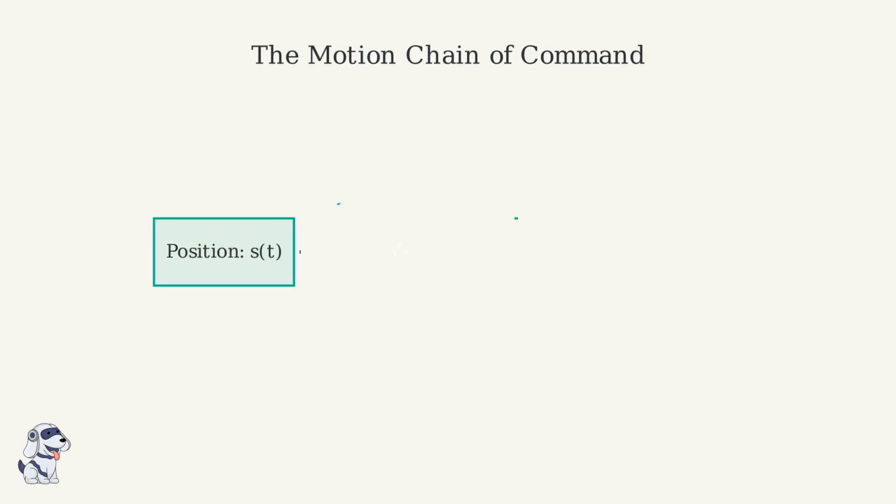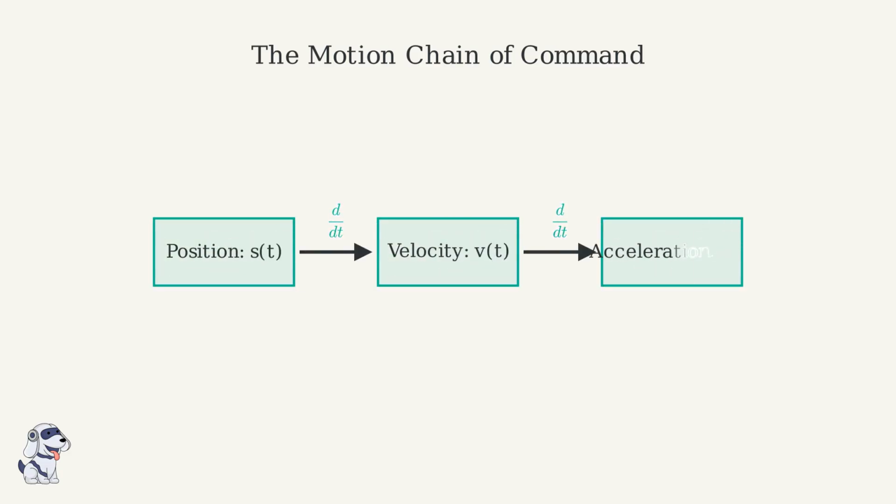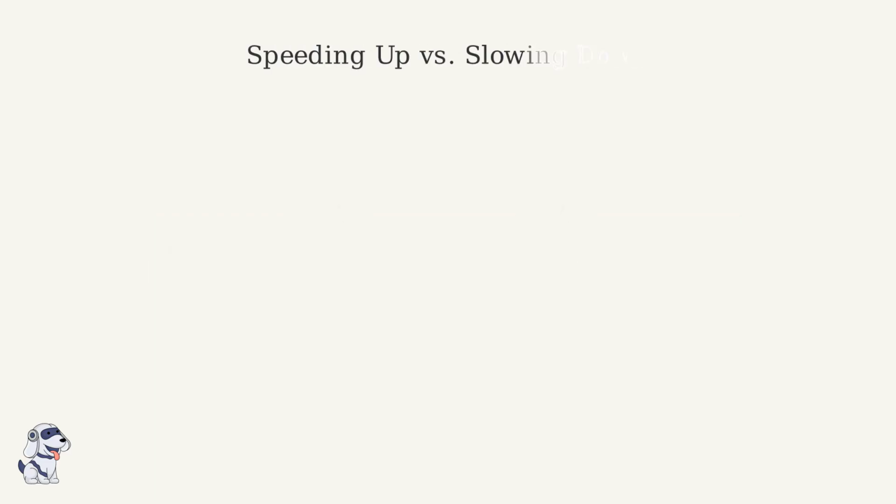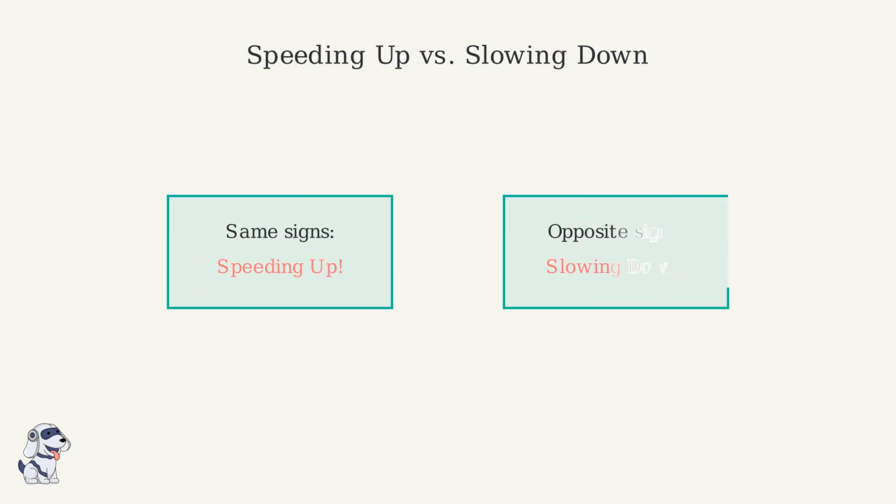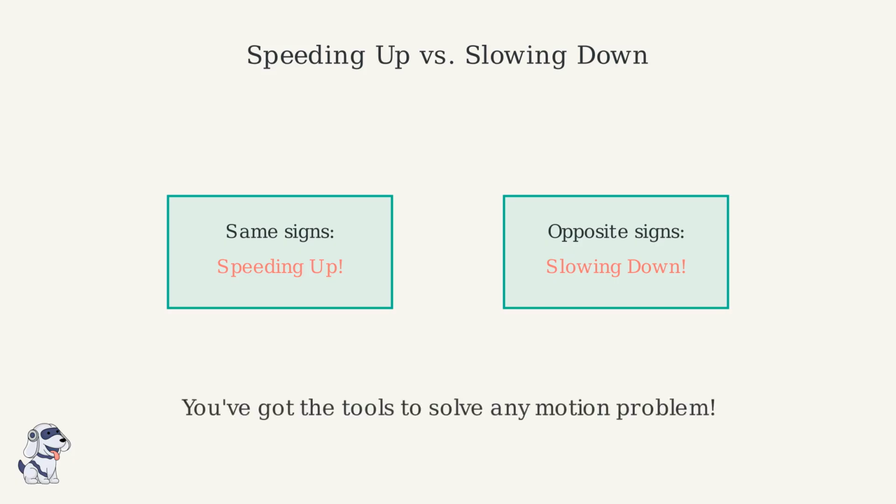To master kinematics, remember our chain of command. Position is the start. When we take the first derivative, we get velocity. Take the derivative again, and we land on acceleration. Next, always check your signs. If velocity and acceleration have the same sign, you are speeding up. If they have opposite signs, you are slowing down. You now have all the tools to solve any kinematics problem. Keep practicing these derivatives, and you will do great.